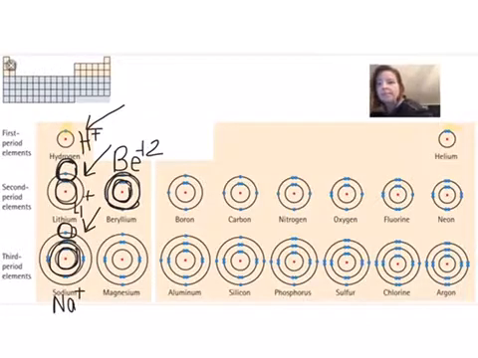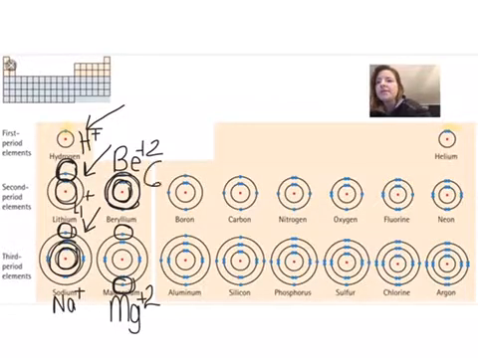Magnesium does the same thing. You can see he's got 2 electrons in his outermost shell right here. Since it is easier to achieve that stability by losing 2 electrons than trying to gain 6 of them, that's exactly what he's going to do. He's going to lose 2 electrons. So magnesium is always going to form a positive 2 ion.